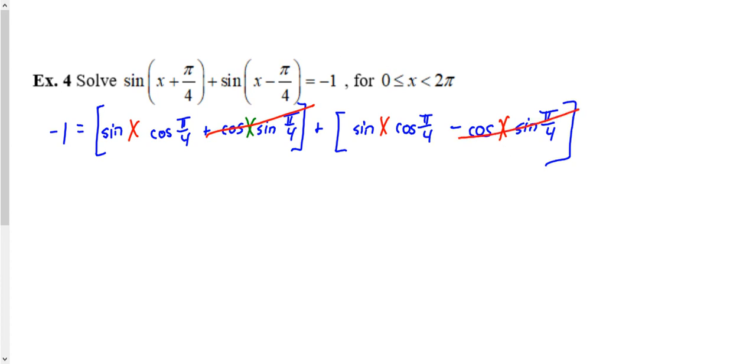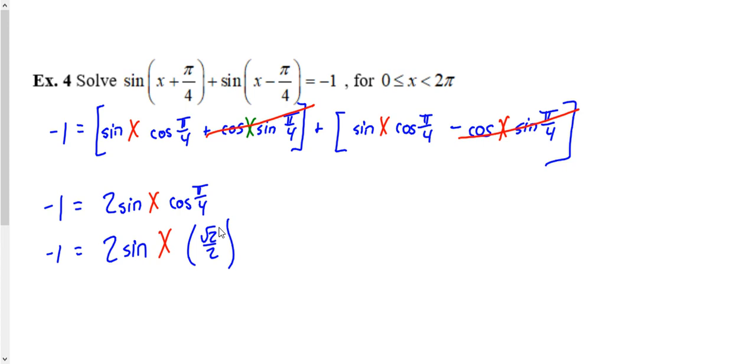So what are we left with? We have negative 1 equals 2 sine x cos pi over 4. There we go. From here, if you can evaluate, let's try to evaluate. I know what cos pi over 4 is, so I'm just going to attempt to evaluate. I don't know what sine x is, so I leave this alone for now. But cos pi over 4, that's the same thing as saying root 2 over 2.